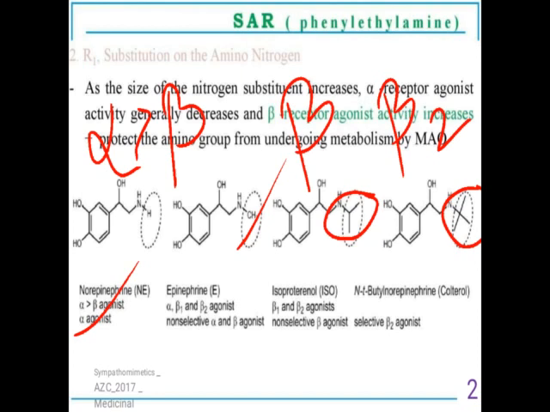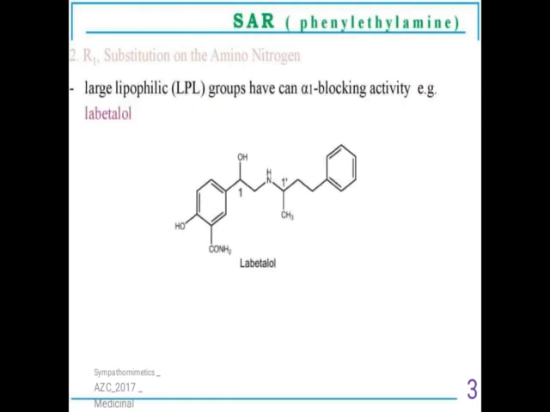If only the small hydrogen is there at the terminal amine, it is more alpha agonist as compared to beta. If a methyl group is there, it is active against alpha as well as beta. But when higher alkyls are there, they are active against beta 1 and beta 2. Here this is the tertiary butyl, so it becomes selective and active against the beta 2 receptor.